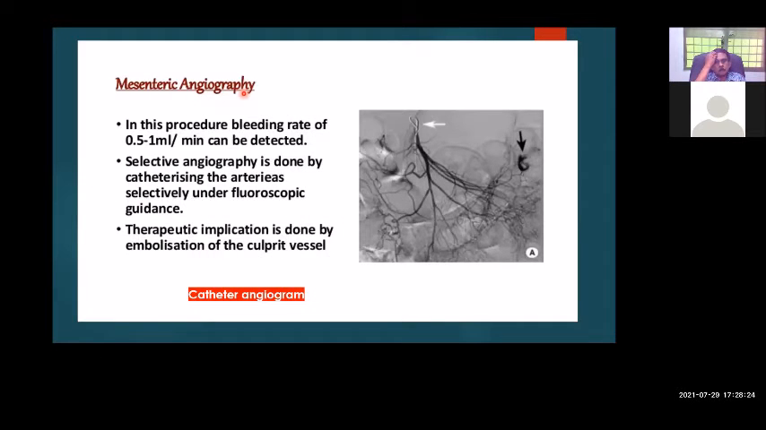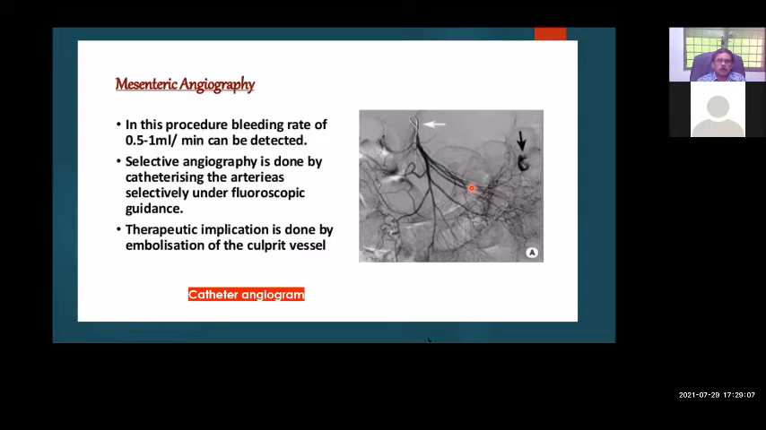Okay, next we come to mesenteric angiography. In this procedure, a bleeding rate of 0.1 to 1 ml per minute can be detected. And so you need a minimum blood loss at this rate for it to be detected on an angiogram. Selective angiography is done by catheterizing the arteries concerned selectively under fluoroscopic guidance. These arteries are the superior mesenteric and inferior mesenteric. And this is also therapeutic, by embolizing the bleeding vessel.